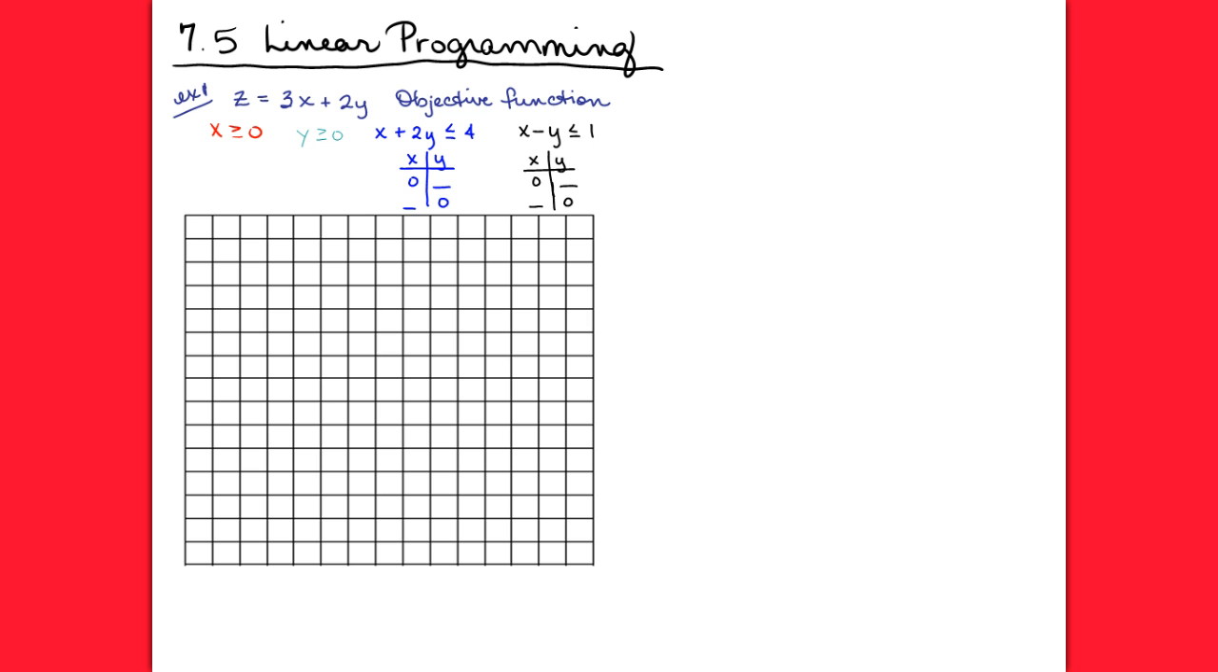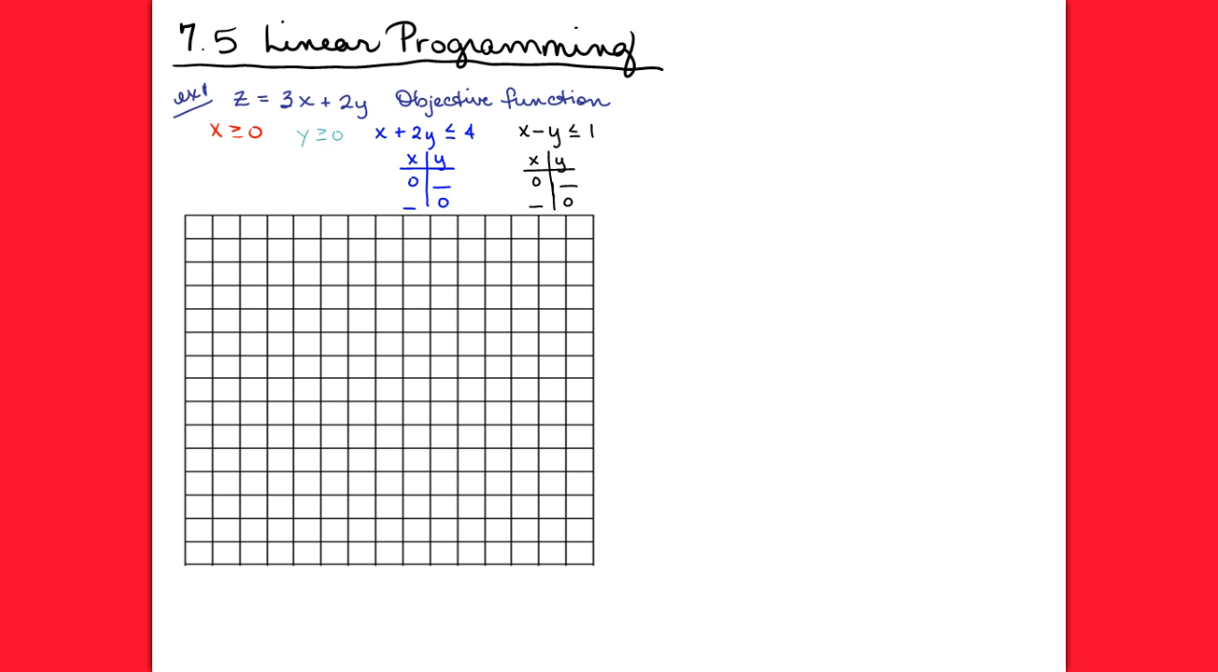It says a two-dimensional linear programming problem will consist of a linear objective function. So our objective function is just what we're trying to accomplish. Like if you're trying to maximize your profit, if that's your goal, that's your objective, then your objective function is going to be the profit function. If you're trying to minimize your cost, that's your objective, and so your objective function would be the cost.